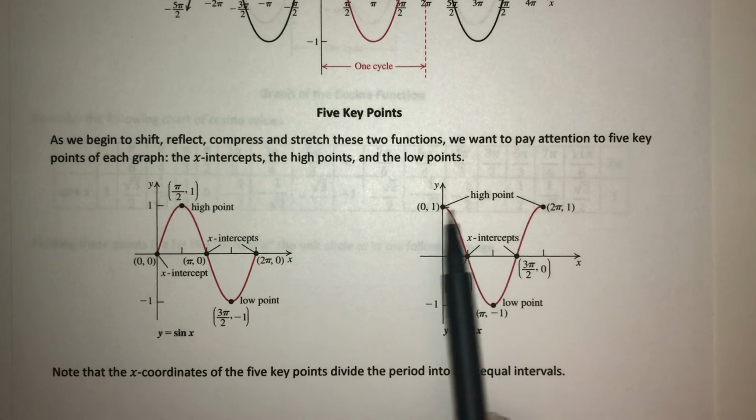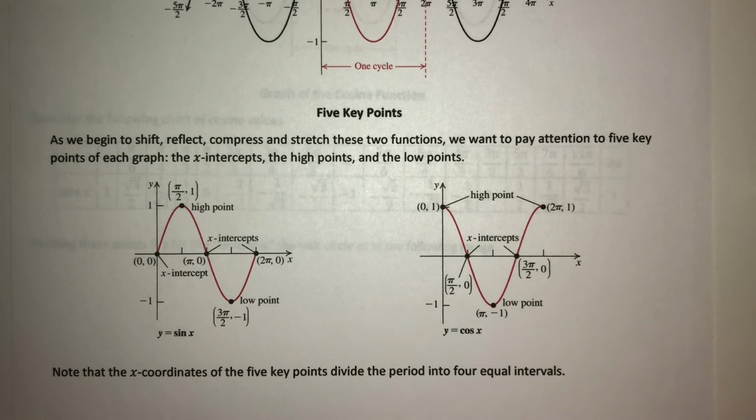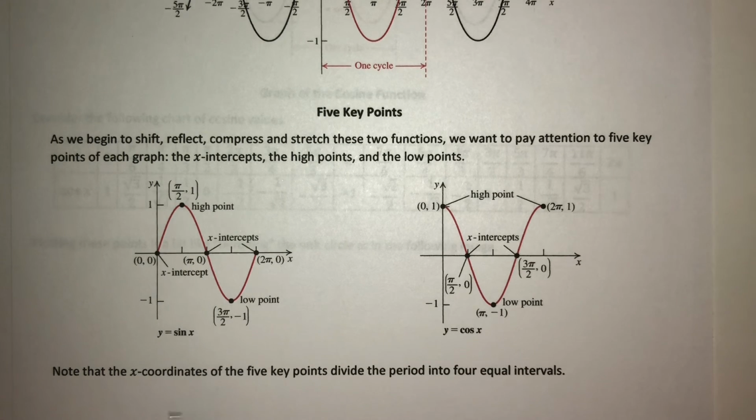Here we have 2 high points. Here's our low point, high and low. If we can do this, and if we can adjust those 5 points appropriately, then getting a graph out of that is not that difficult.